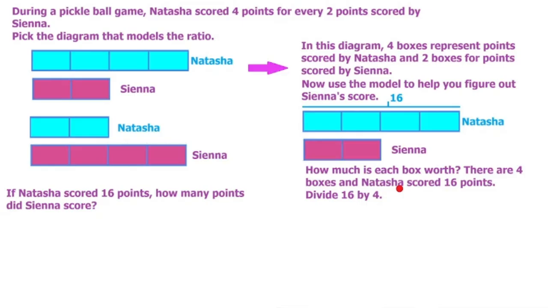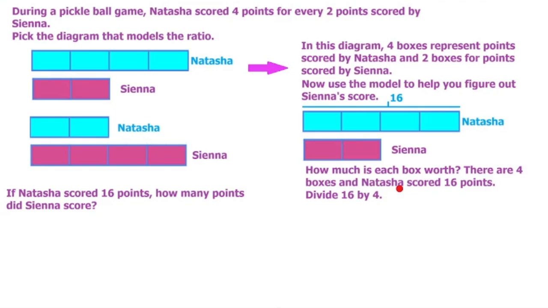So we know that there are 4 boxes and Natasha scored 16 points, right? So this whole panel represents 16 points. And there's 4 boxes, 1, 2, 3, 4. So we need to figure out what each singular box is worth.